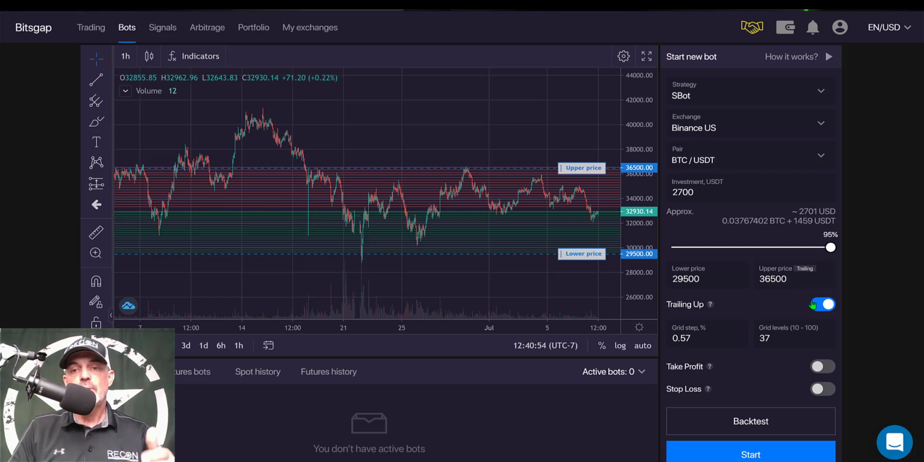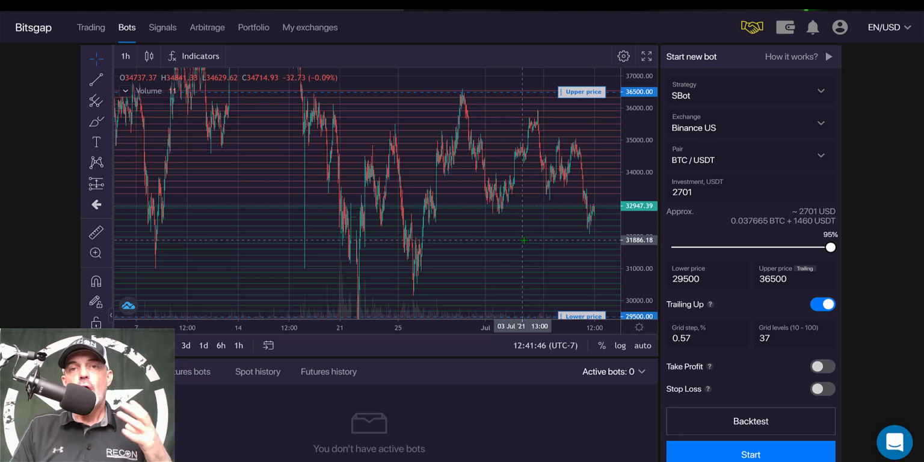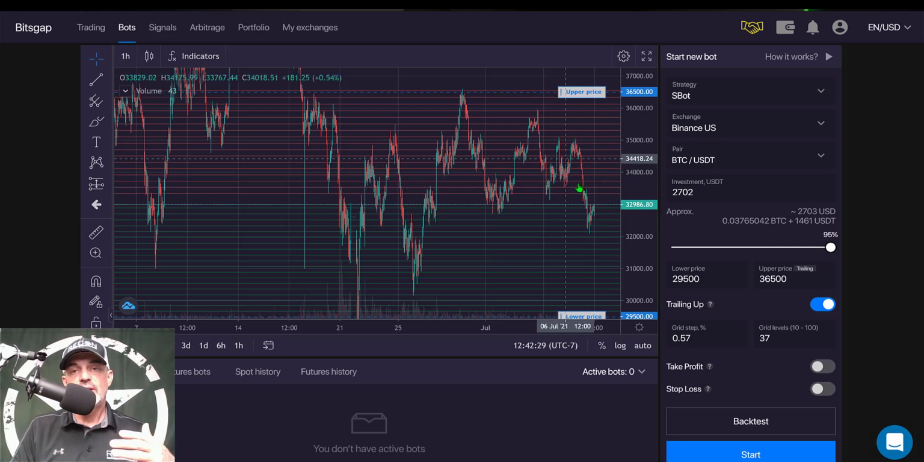All right, we have our lower and upper price set. We have trailing up enabled. Now we need to determine our grid spacing and the number of grids themselves. As you will recall, our grid is made up of open limit orders. The green lines are the buy limit orders and the red lines are the sell limit orders. The spacing between the grid lines on the way up will be your profit. In this case, if we start with a 0.57% grid space, each time the price action moves up and hits one of the red lines, we'll profit 0.57%, based on the fact we more than likely bought at a lower price.